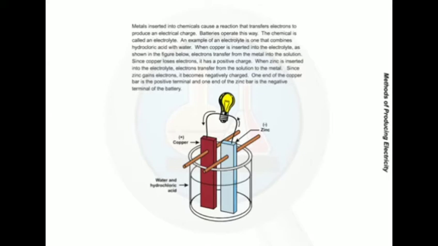When copper is inserted into the electrolyte, as shown here, electrons transfer from the metal into the solution. Since copper loses electrons, it has a positive charge. When zinc is inserted into the electrolyte, electrons transfer from the solution to the metal. Since zinc gains electrons, it becomes negatively charged.